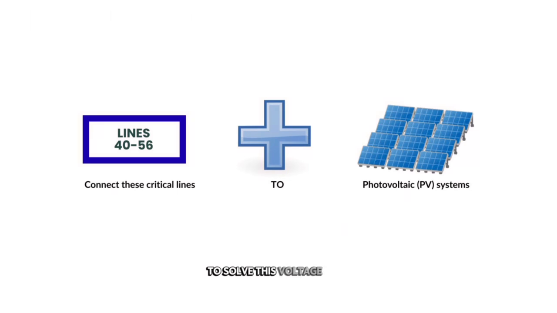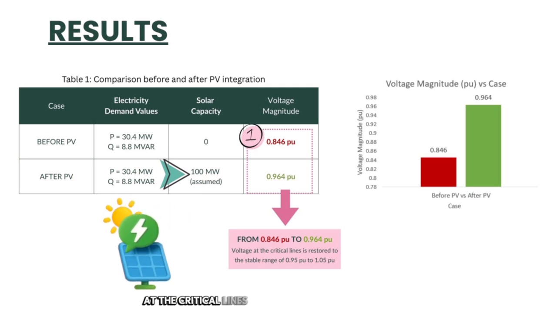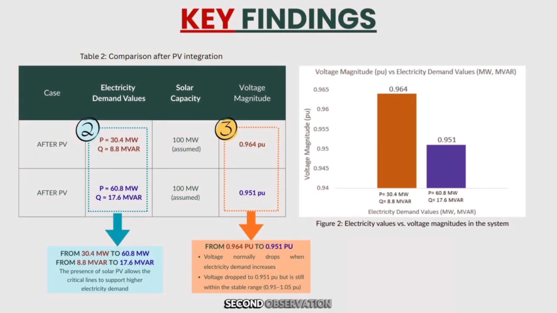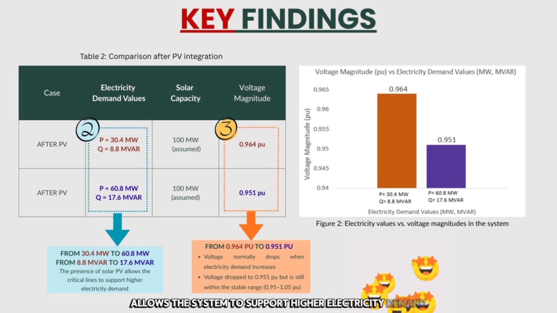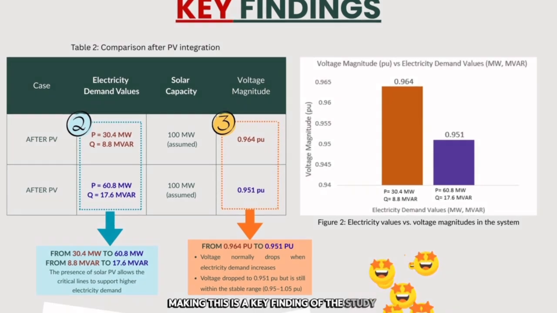To solve this voltage issue, connect the critical lines to photovoltaic systems. First observation, voltage at the critical lines is restored to the stable range after installing a 100 MW solar PV system. Second observation, the presence of solar PV allows the system to support higher electricity demand. Third observation, when the load reaches 60.8 MW and 17.6 MW, the voltage drops to 0.951 per unit but remains within the acceptable range, making this a key finding of the study.